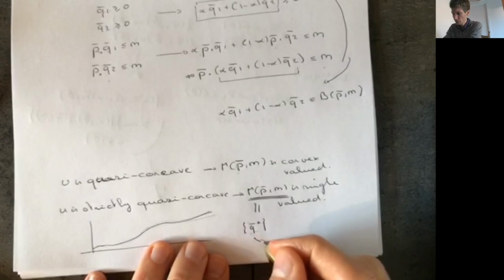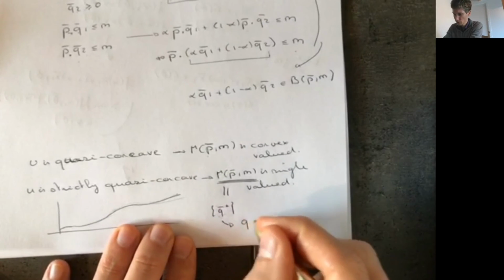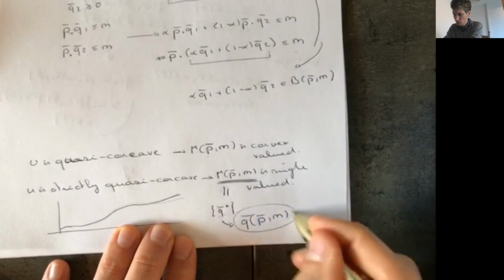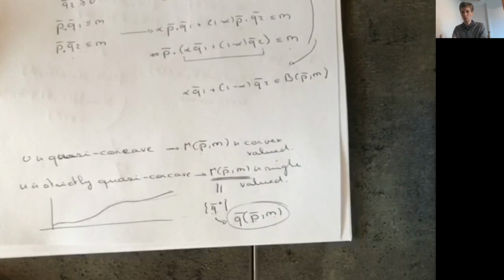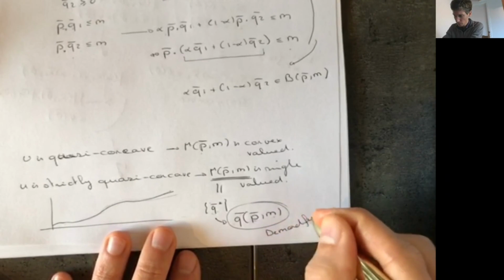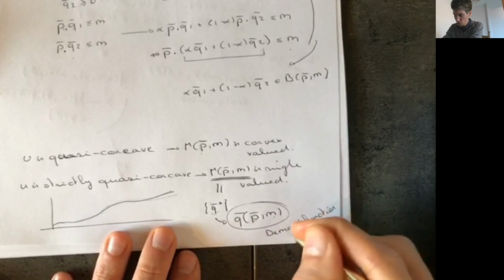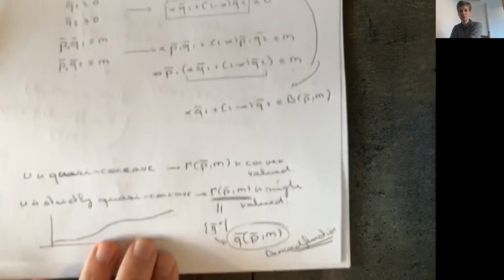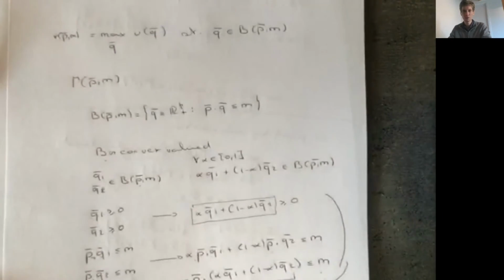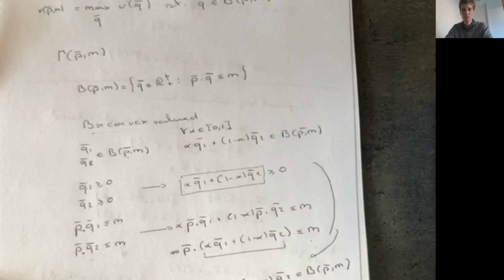Okay, so basically this optimal solution defines a q for every p and m. Right, for every p and m you have a unique bundle, so this will then be the demand function. It's not the correspondence anymore. It's impossible that two bundles maximize the same utility maximization problem. There's only one bundle, and this is the unique bundle. So this is called the demand function. It's no longer a correspondence.